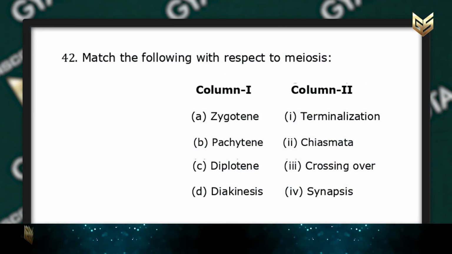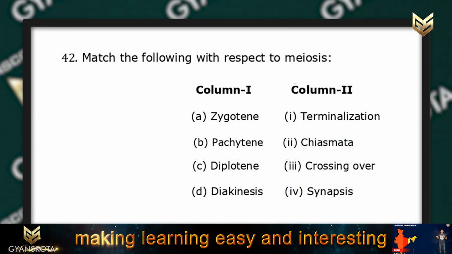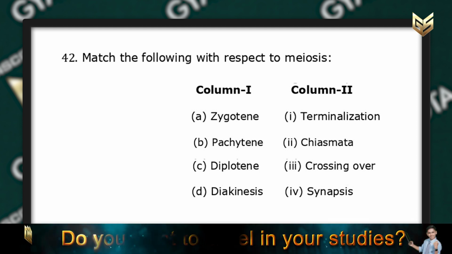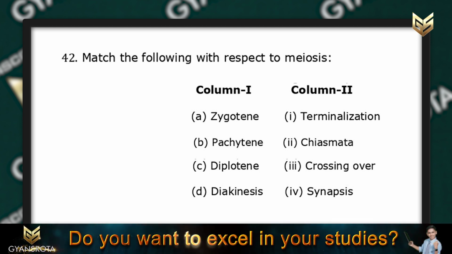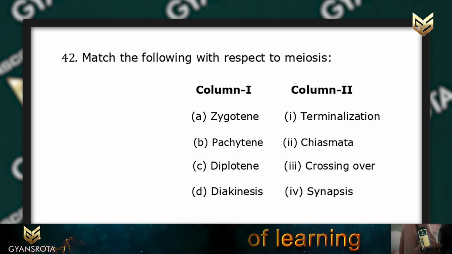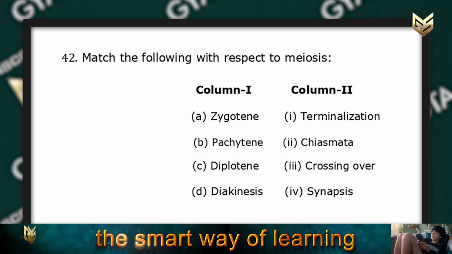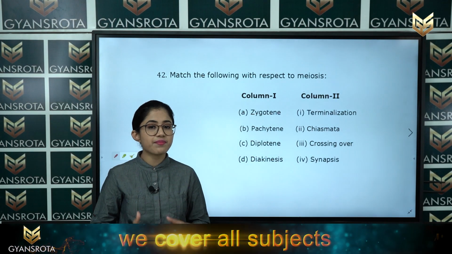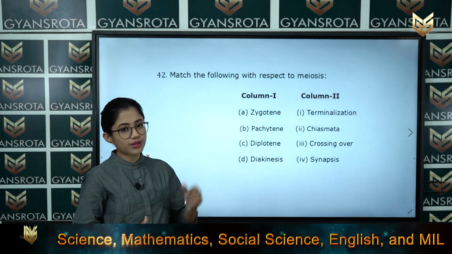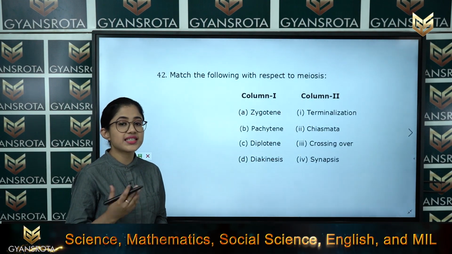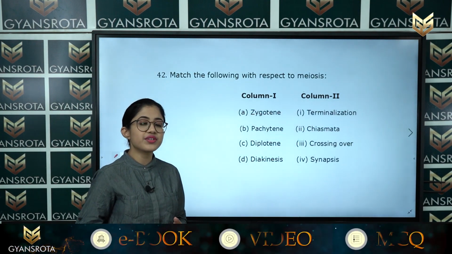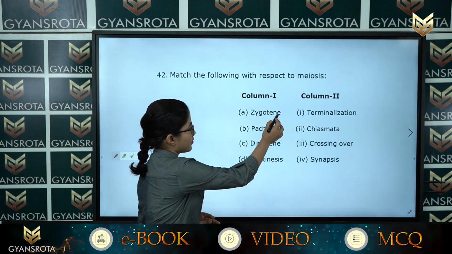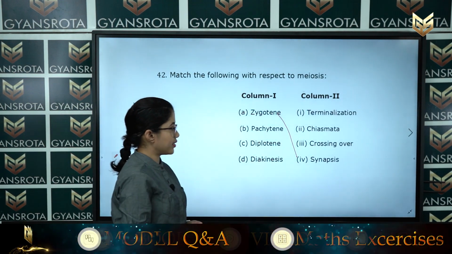Match the following with respect to meiosis. Student, you can see in column 1 it is written all the phases of prophase I and in column 2 it is written their function. So, we have discussed this in the chapter Cell Cycle and Cell Division. Now, let us match column 1 with column 2. The first one is zygotene. What happens during zygotene? There is synapsis. So, it will match with synapsis.